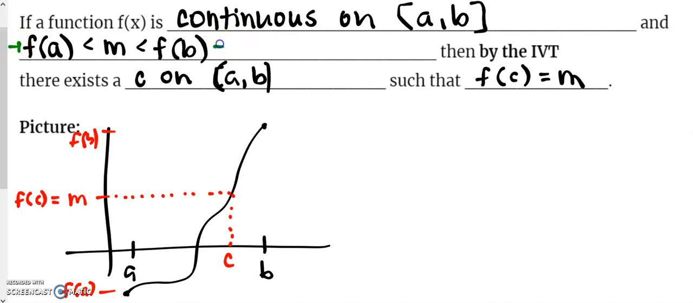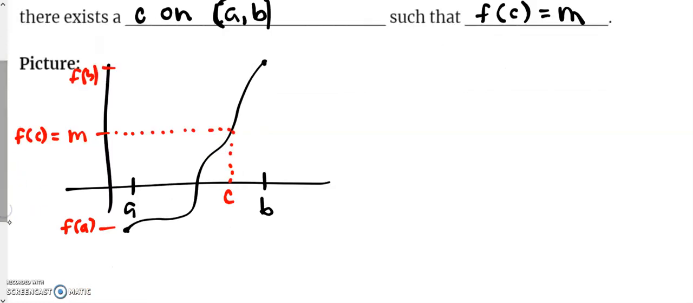These are all dealing with y's, and it guarantees that there would be an input such that that is true. Oftentimes they'll give you something where f of a is positive and f of b is negative, and they want you to show that there has to be a 0. Well, we know that 0 is between all positives and all negatives, so by the IVT there has to exist a c such that f of c is equal to 0. I think that's it for the IVT.